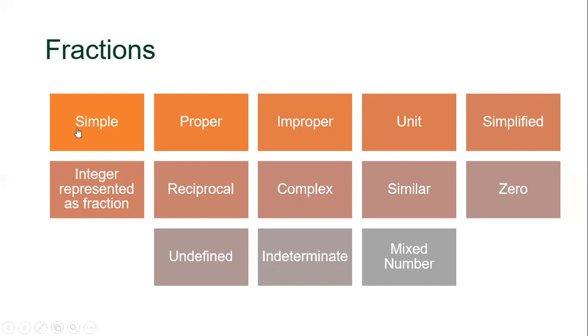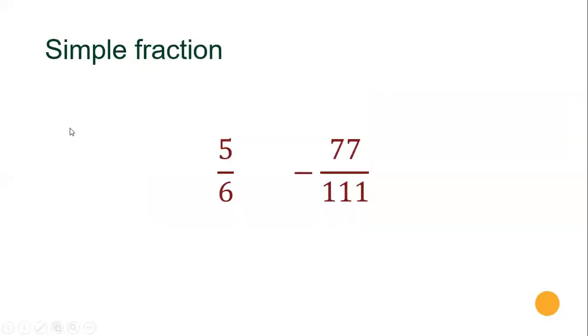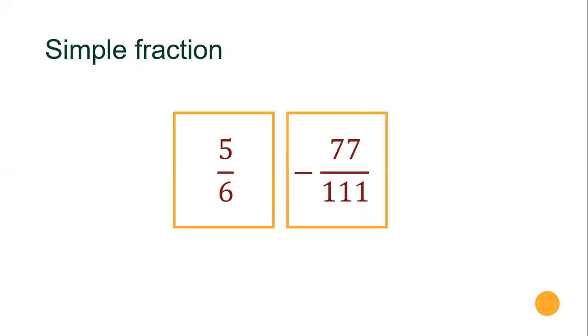So let's first look at simple fractions. A simple fraction is a fraction in which the numerator and denominator are both integers. This is also known as a common fraction. Examples are 5 over 6 and negative 7 over 111. Okay, those are simple fractions.